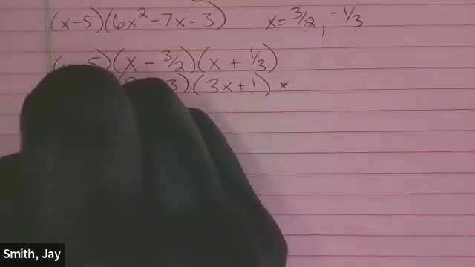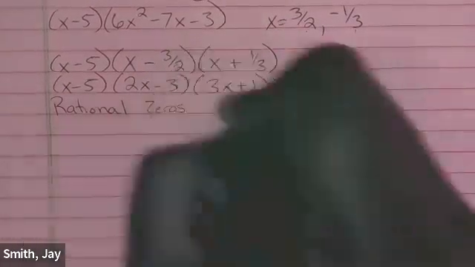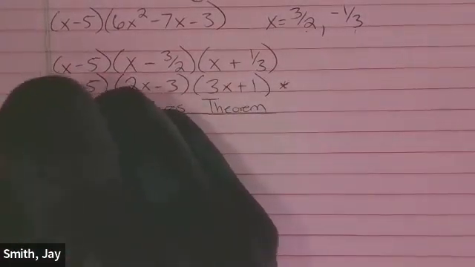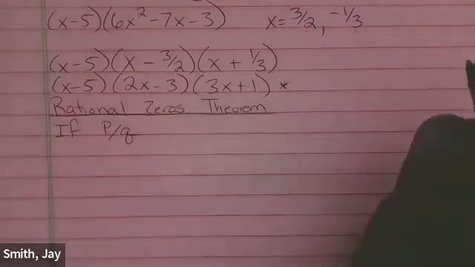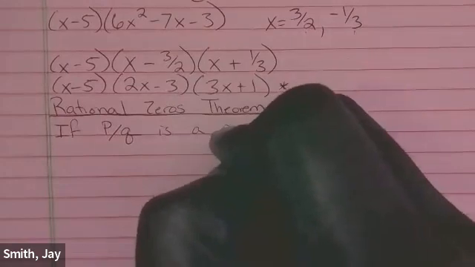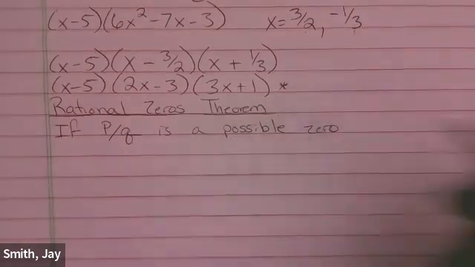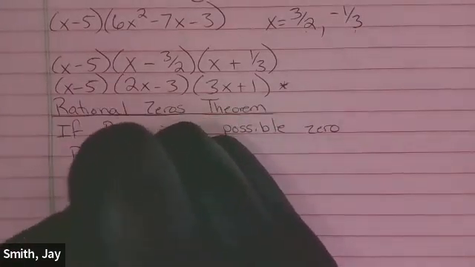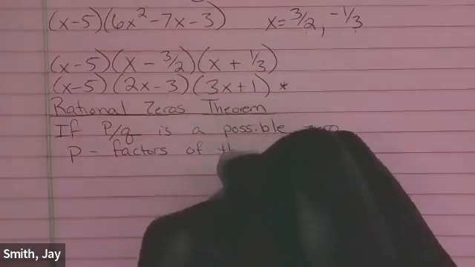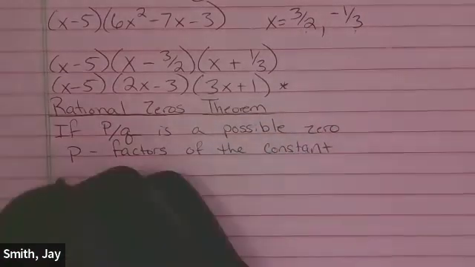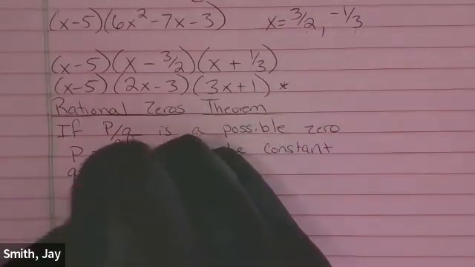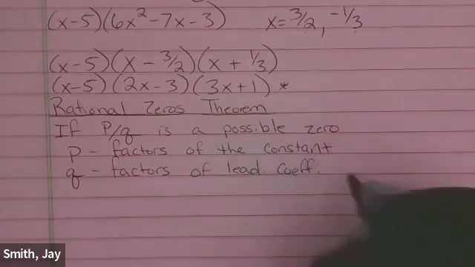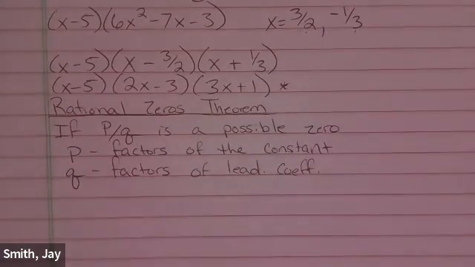So our rational zeros theorem states that if P over Q is a possible zero, then P represents the factors of the constant, and Q represents the factors of the leading coefficient. Making sure that we're accounting for the positives and the negatives of each and every one of those integers.